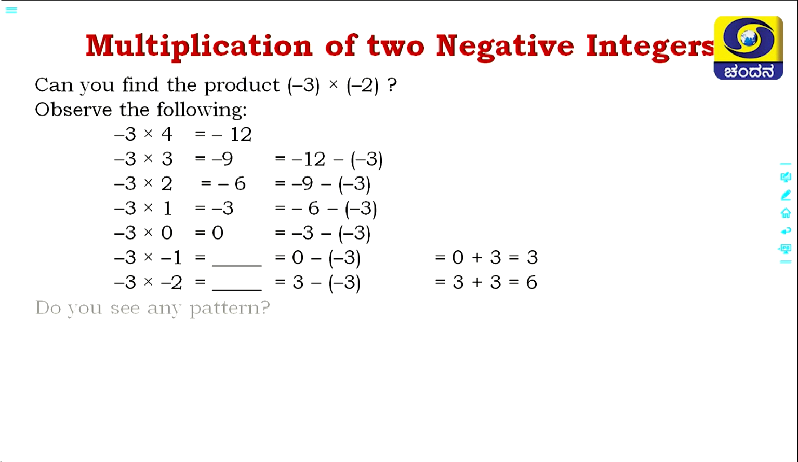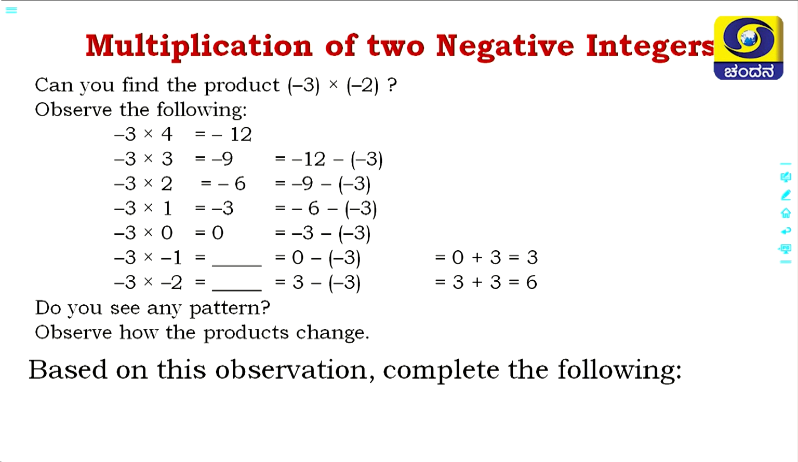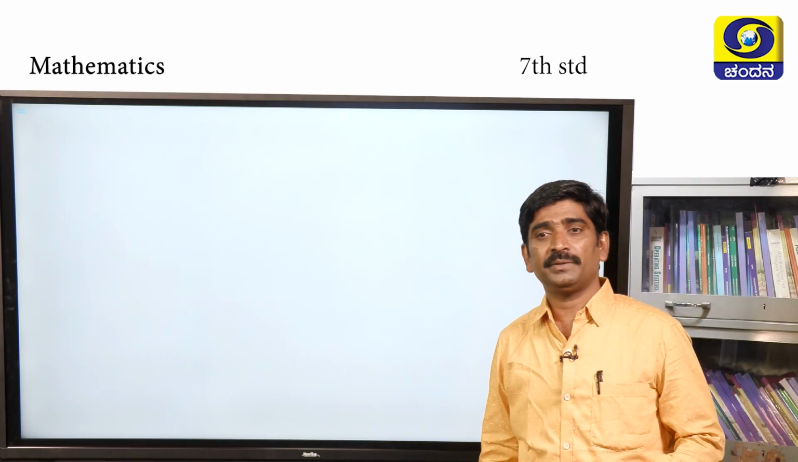Very good. Next, do you observe any pattern here? Observe how the products are changing. Based on this observation, complete the following: minus 3 into minus 3, both sides minus. 3 threes are 9. According to the pattern, minus converts to plus, that means plus 9. Similarly, minus 3 into minus 4, 4 threes are 12, and the sign is positive. Then what do we decide?